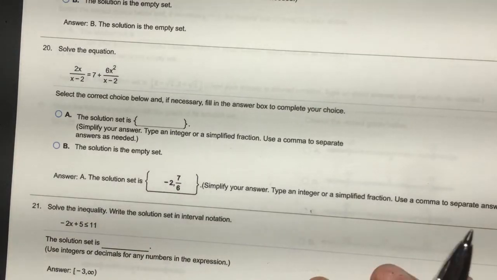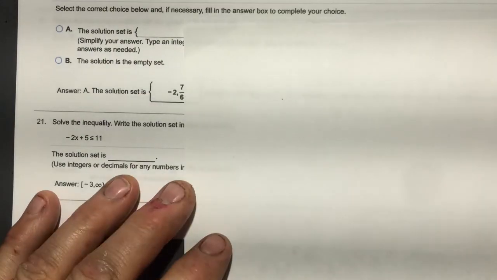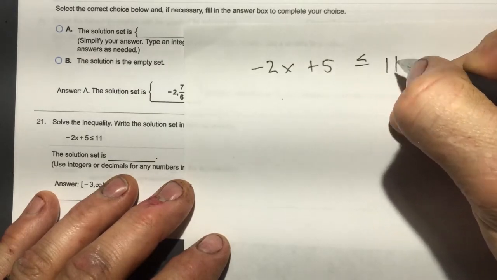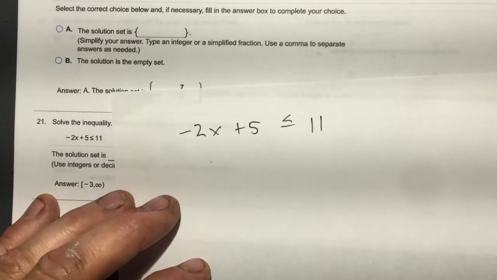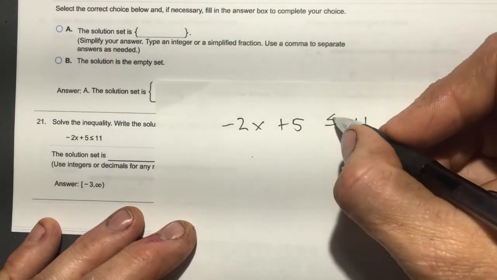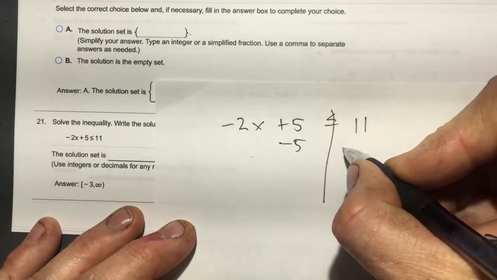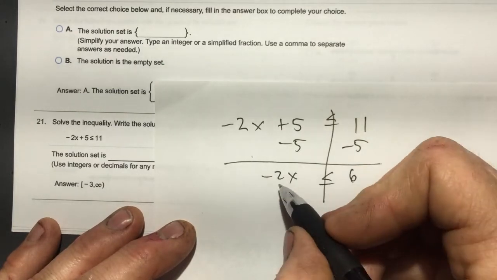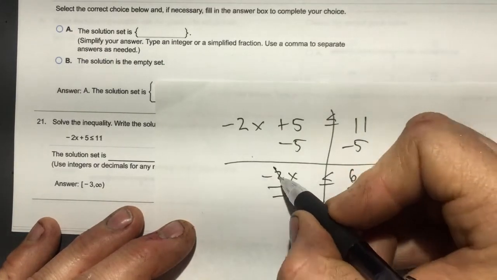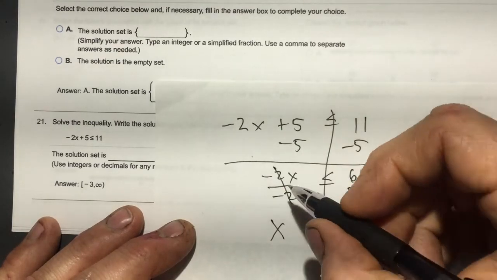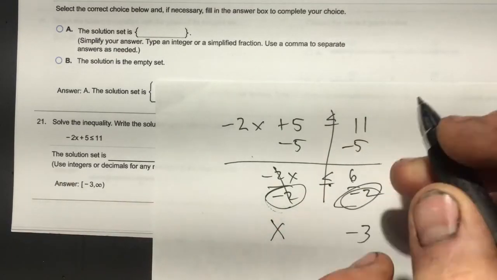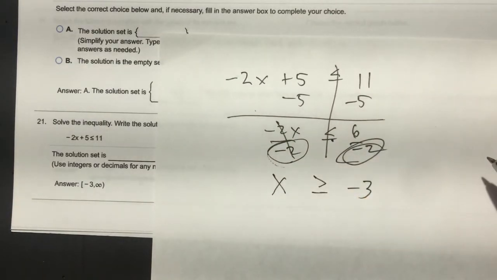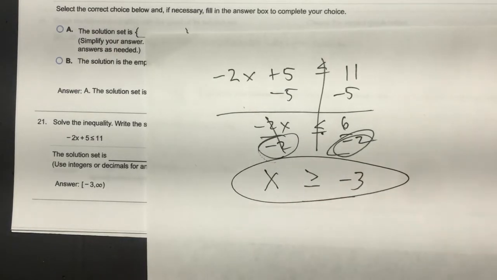All right. Number 21. We're solving an inequality here. Negative 2x plus 5 less than or equal to 11. Okay. So we're just going to pretend that's equals and solve it, which means I'll minus 5 on both sides. Negative 2x less than or equal to 6. I'm going to divide by negative 2. So x, that's going to be negative 3, but now remember, when you divide by a negative, it changes my inequality the other way. So instead of being a less than, it's greater than. All right, so there's my solution right there.